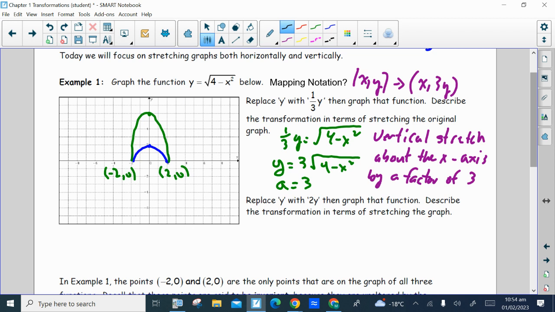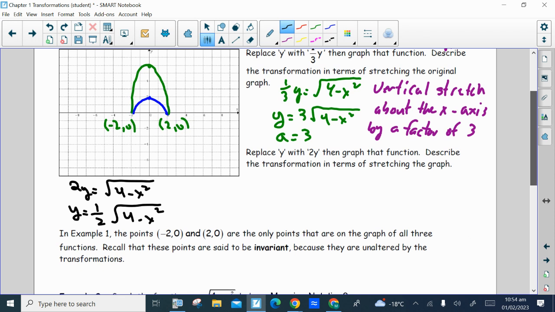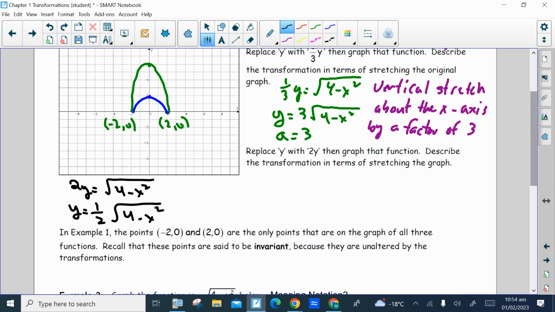Part B says, what if you replace y with 2y? So now it'll be 2y equals the root of 4 minus x squared. And now if you divide both sides by 2, which is the same as multiplying by a half, there's the equation that you get. This is now an a value of a half. So what should happen is we should now get a vertical stretch by a factor of a half. All the y values should be half of the y values of the original graph.